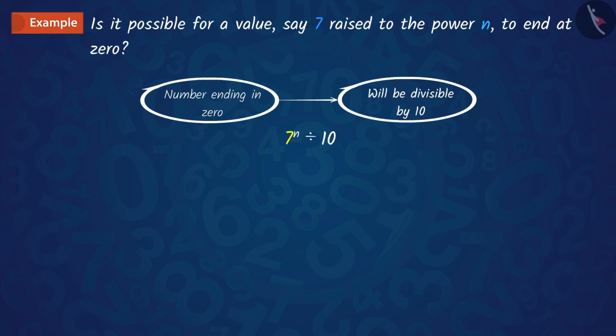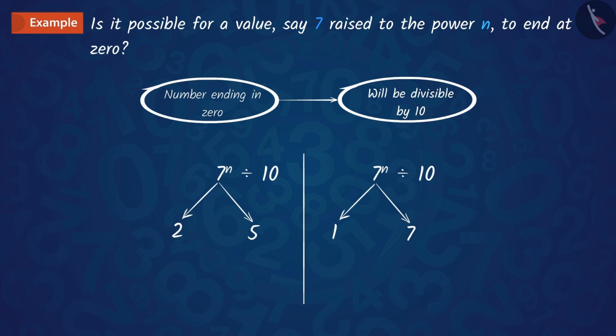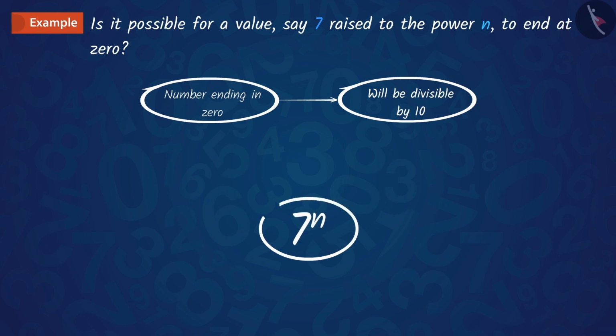No, this is not possible because if we look at the prime factorization of 7, we get only 1 and 7. So, the uniqueness of the fundamental theorem of arithmetic guarantees that there are no other primes, that is, 2 and 5, in the factorization of 7 raised to the power n. Based on this, we can say that there is no natural number n for which 7 raised to n has last digit 0.